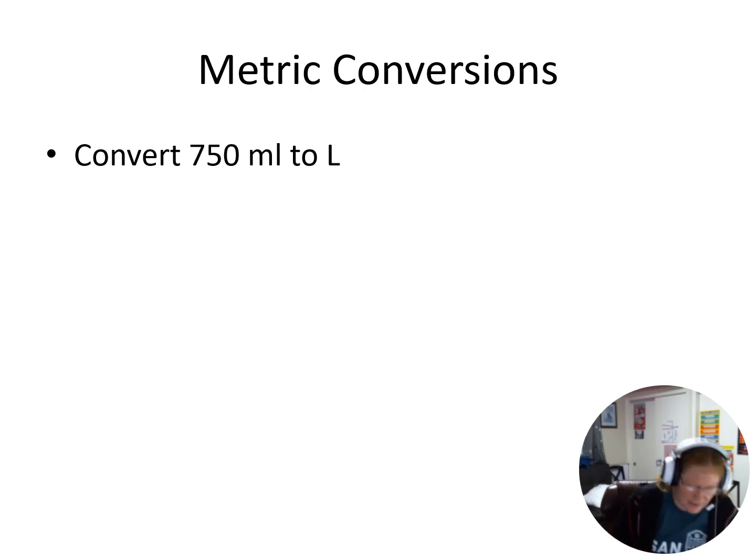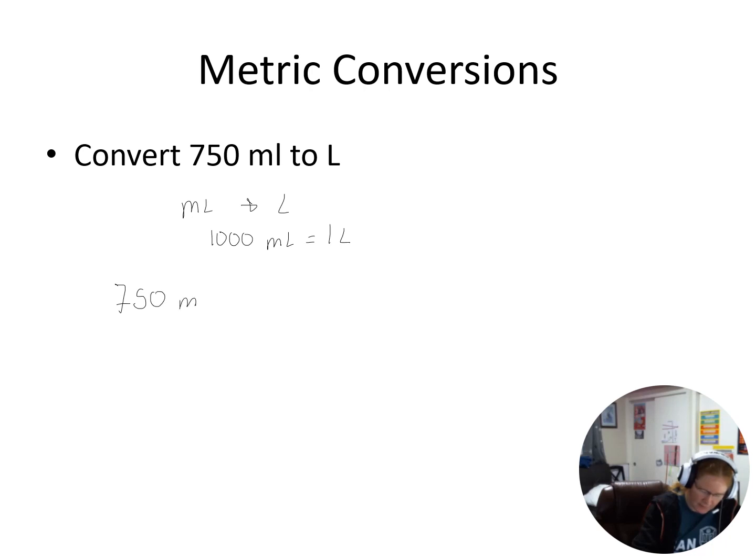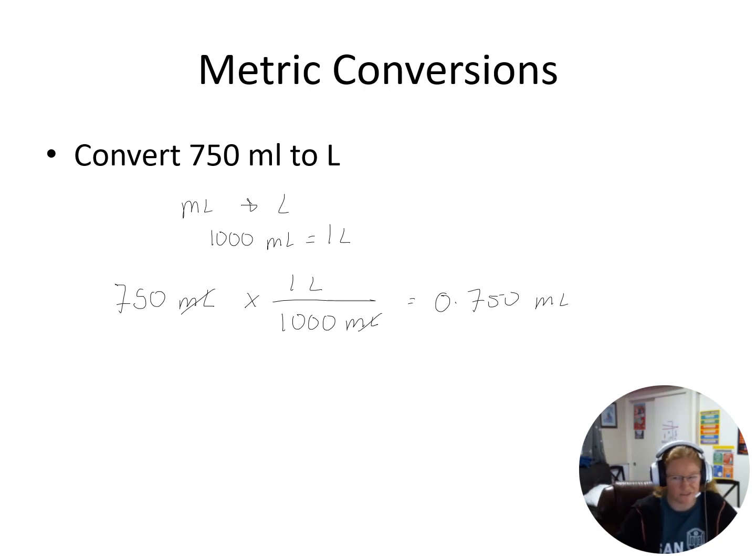Okay, next we're going to try milliliters to liters. All right, we have 1,000 milliliters is equal to 1 liter. Okay, so 750 milliliters times 1 liter on top, 1,000 milliliters on bottom. We're going to get 0.750 milliliters.